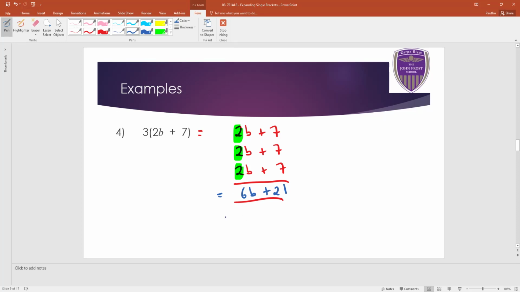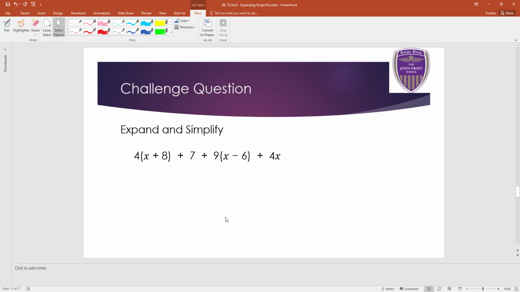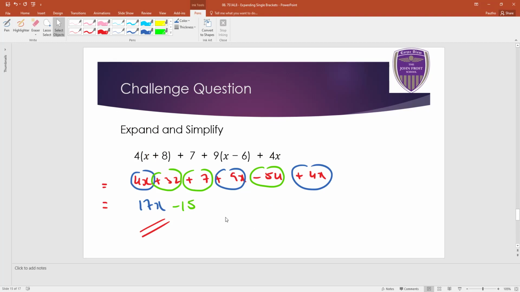Now, obviously, there's a massive shortcut you can take, but I'm not going to tell you the shortcut. You can find it for yourself. So here's the main task. Pause the video, have a go, and then come back when you're ready for the answers. Actually, before the answers, sorry, there was also a challenge question. So if you finish the main task, there's the challenge. And here are the main task answers in 5, 4, 3, 2, 1. Pause the video, mark those, and then come back when you're ready for the challenge answer, which is coming up in 5, 4, 3, 2, 1. There it is. 17x minus 15.